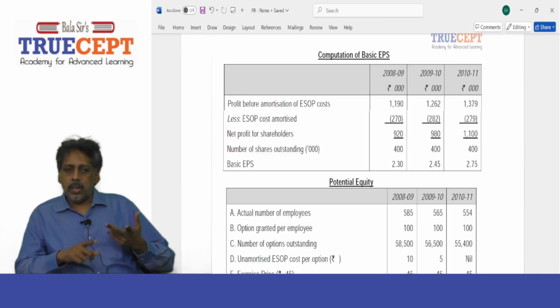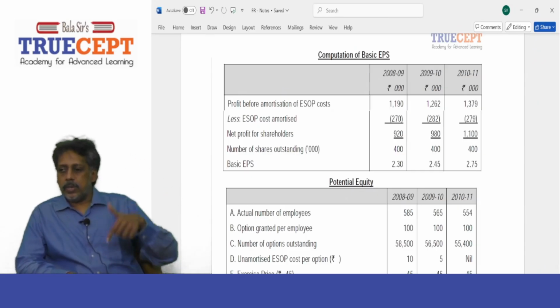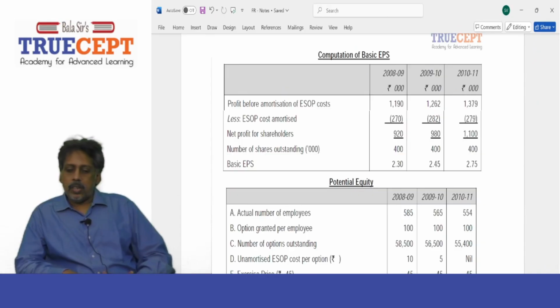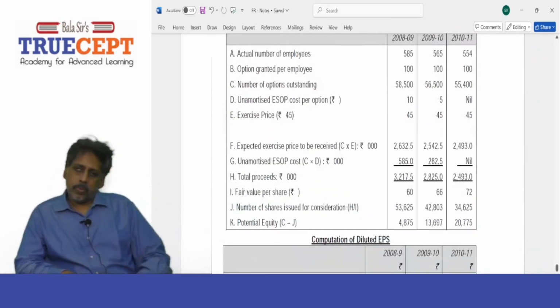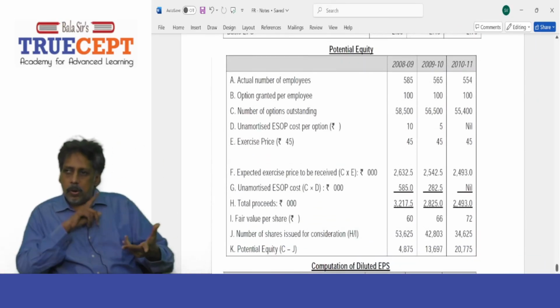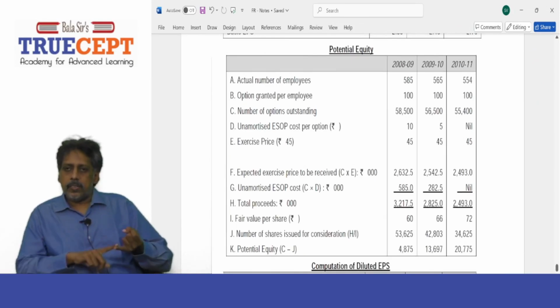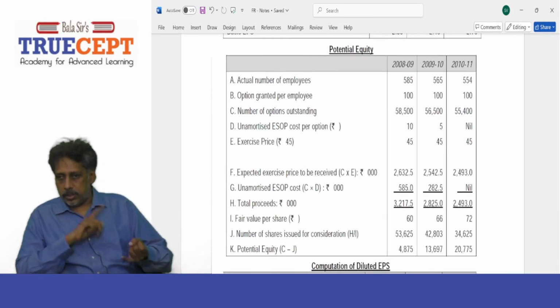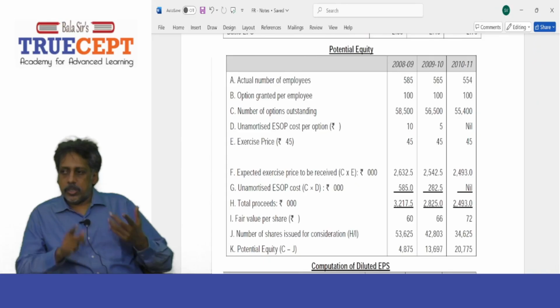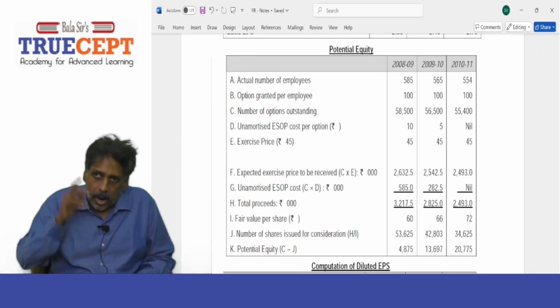Now these are the basic earnings per share for the 3 years: 2008-09, 2009-10 and 2010-11. Now how do you go about calculating diluted EPS? For that you have to calculate the potential ordinary shares that will cause a dilution when it comes to share options, right? Yes, sir. So that is the crux over here.